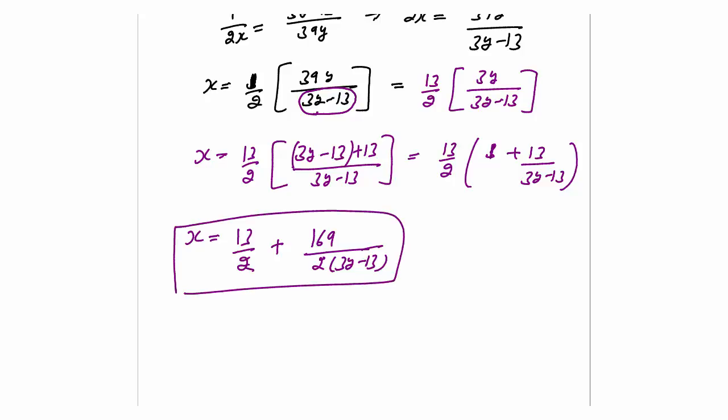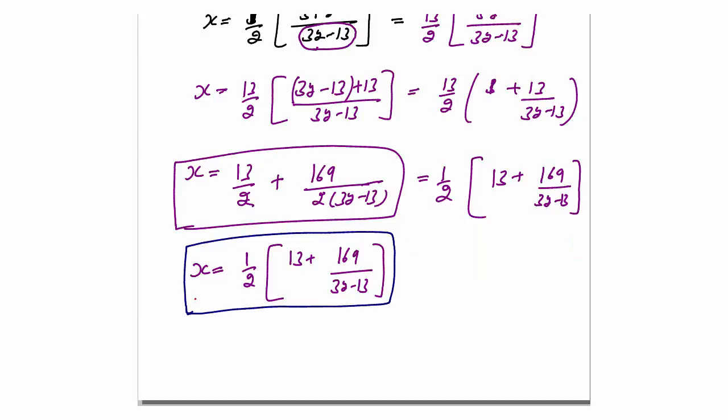X is equal to 13 by 2 plus 169 by 2, into 3y minus 13. Now better if you take half common on both sides. So this will be equal to half of 13 plus 169 by 3y minus 13. Now that is the value of x that you are getting. I have made a blue circle.